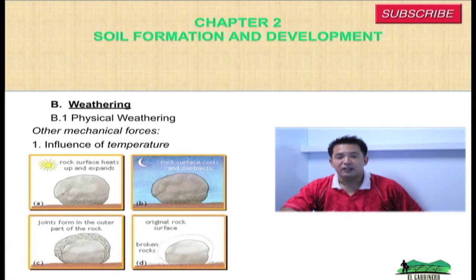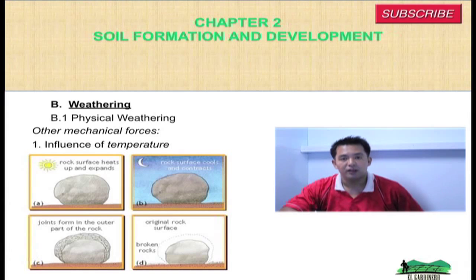Now, the continuous expansion and contraction of rocks makes the rock unstable. So in picture C, you can see that joints form in the outer part of the rocks. And then, in picture D, the rocks were broken. Okay? And the resulting rocks, from a bigger rock, became very small rocks. And the fragments from the bigger rock continue to weather until it reaches a point where chemical weathering has a greater influence than physical weathering.